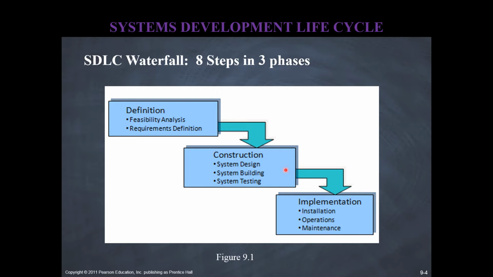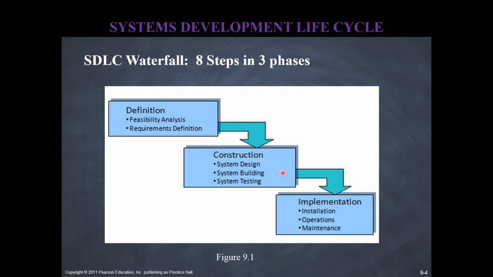3 steps or phases. So for the definition phase, we have feasibility analysis and requirements definition. And I would add, I mean, to be honest, I don't like how this definition stage is laid out. I would add one more step that comes first, which is business problem definition. Because before you do any kind of feasibility analysis, you need to know exactly what kind of problem or opportunity you're addressing with the help of information system.